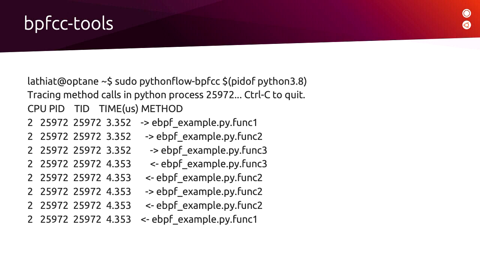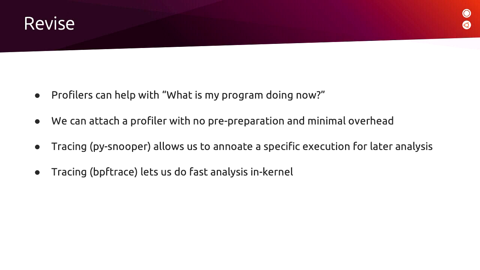And so that's basically it for BPF. It's just a quick little preview. You're probably not going to use that one yet. But as a bit of revision, profilers really can help with what my program is doing now. And we know about PiSpy, which we can use to do that with no pre-setup and no overhead. We also learned a little bit about PySnooper, which allows us to annotate specific functions and see exactly what code has been running and what the values of the variables are, which is something we don't see in most of the profiling tools. They don't show us the values or the arguments to functions. We can do that with tracing.